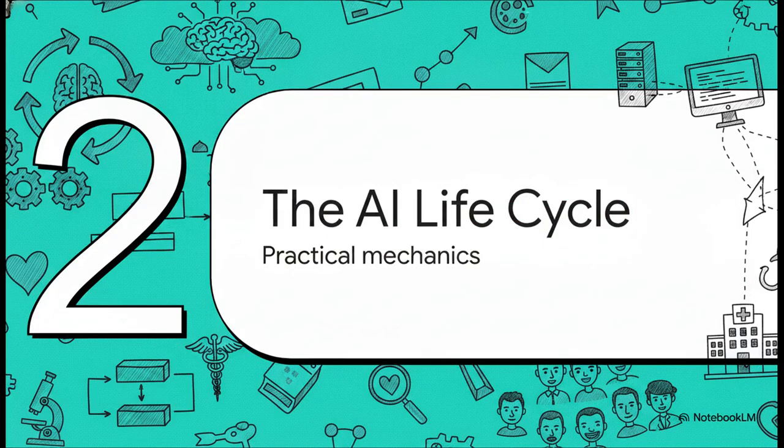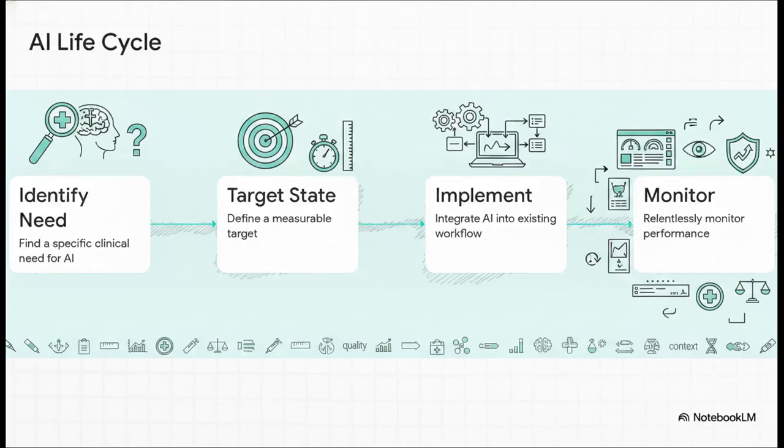Moving right along to Section 2, the AI lifecycle, or the practical mechanics of how this stuff gets built. So now that we've got a handle on the abstract coding concepts, we've got to look at how these tools are actually built for real, everyday clinics. Because building medical AI is a very linear, highly structured progression. Step 1 is identifying a specific clinical need, and this is crucial. You should never, ever use AI just for the sake of using AI. If a task doesn't explicitly benefit from it, don't build it.